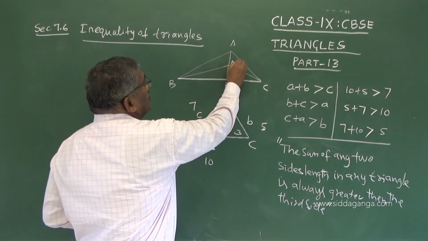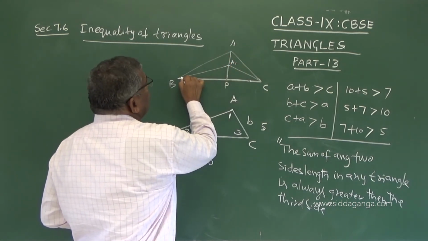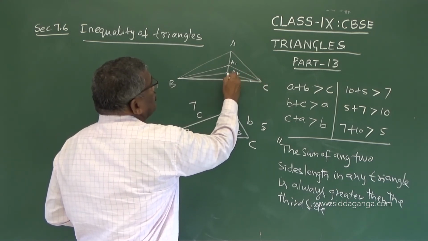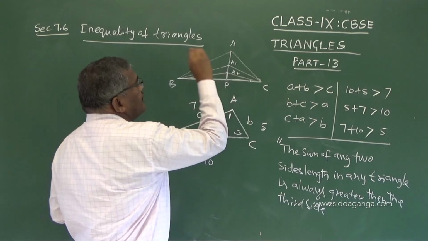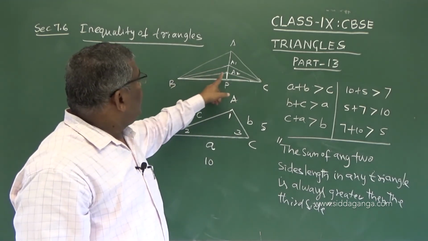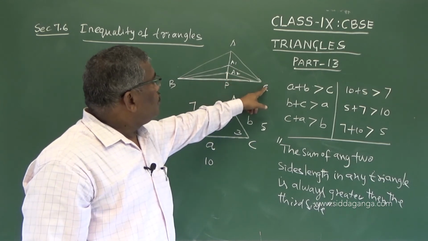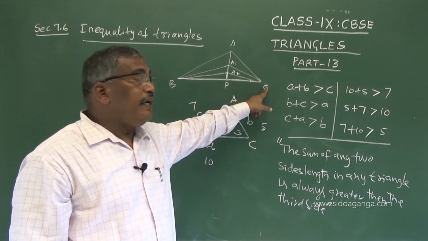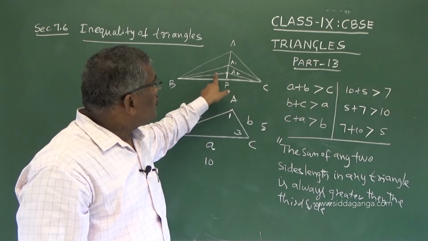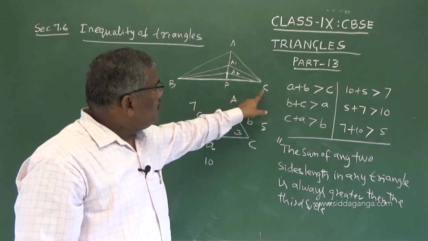So this is, I will call as A1, this is A2, let us say. Suppose if we have this distance, then BA2 plus A2C will be greater than BC. These two sides total will be greater than BC.